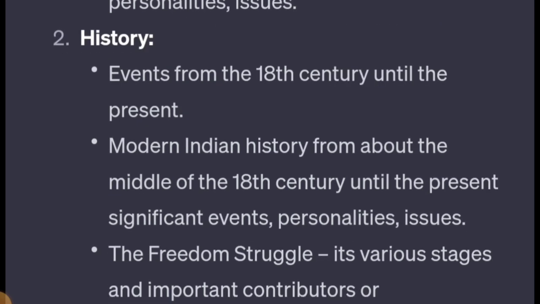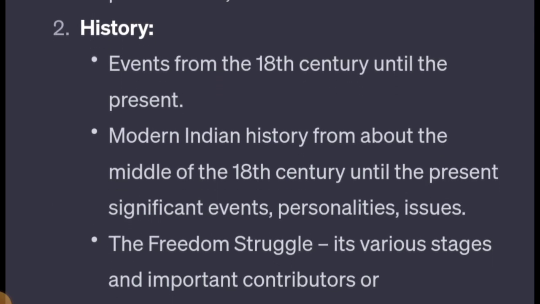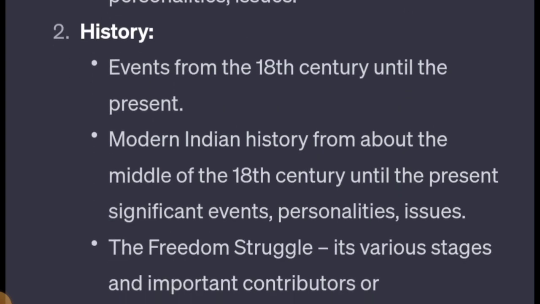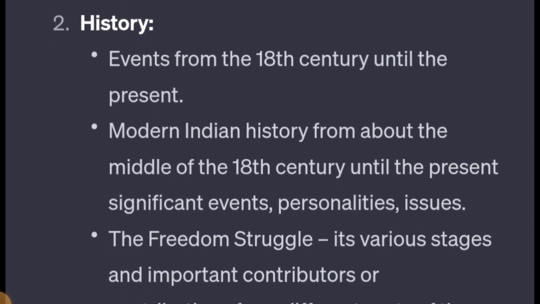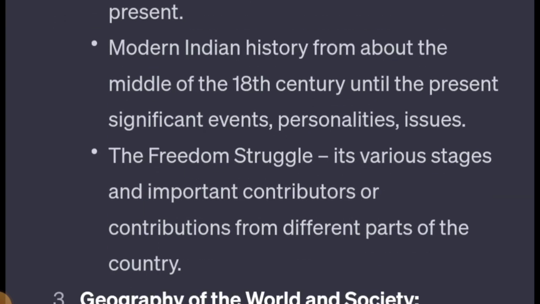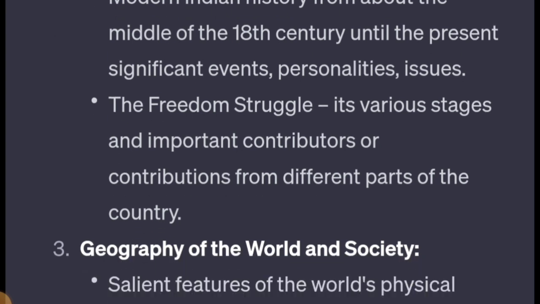Then we will move on to history also. So this is history. Events from the 18th century until the present, modern Indian history from about the middle of the 18th century until the present: significant events, personalities, issues. I have already explained it earlier. The freedom struggle, its various stages and important contributions from different parts of the country. Yes, so this is a very important point.